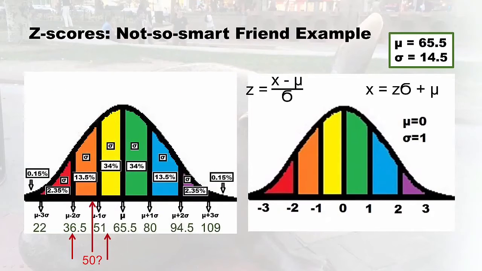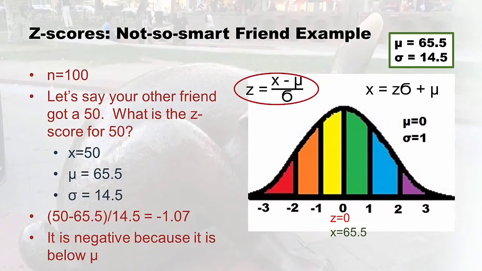So again, this is just for demonstration purposes, but remember in empirical rule land, 51 was at mu minus 1 standard deviation. So we're going to expect that z is going to land between -1 and -2 for our x of 50 if we calculate the z-score. And so here we are. We calculate the z-score. We have 50 minus 65.5 divided by 14.5, and we get -1.07.